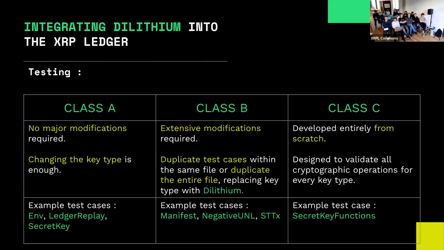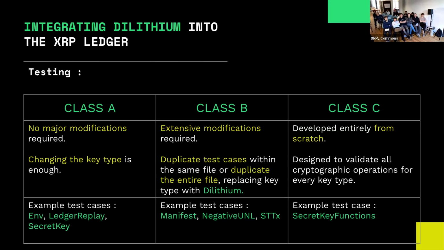Some example test cases here were the environment, the ledger replay, the secret key, and the public key test. For class B test cases, we did require some more modifications than just changing the key type. So a way we solved this was we duplicated the test case within the same file, but under a different suite, or we just duplicated the entire file in the same directory and just replaced the key type with Dilithium. Some example test cases here you can find are the manifest, the UNLs, or the transaction test cases.